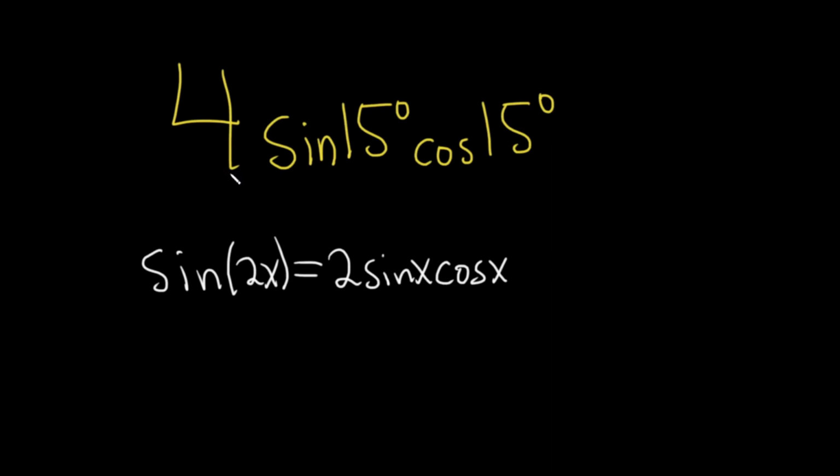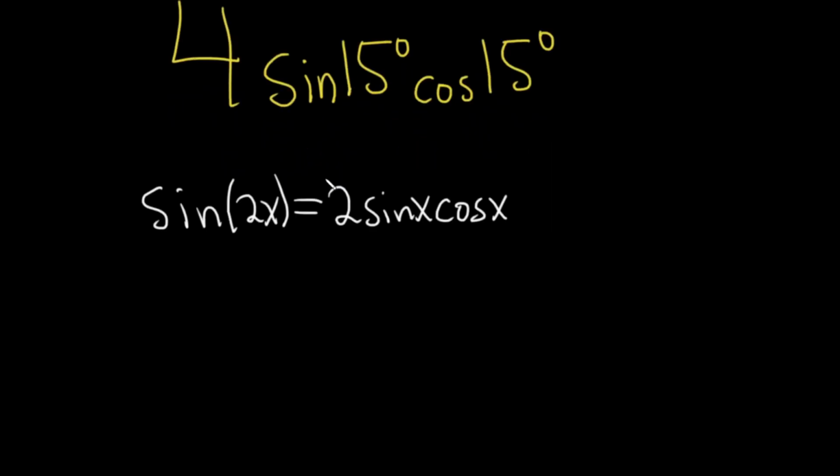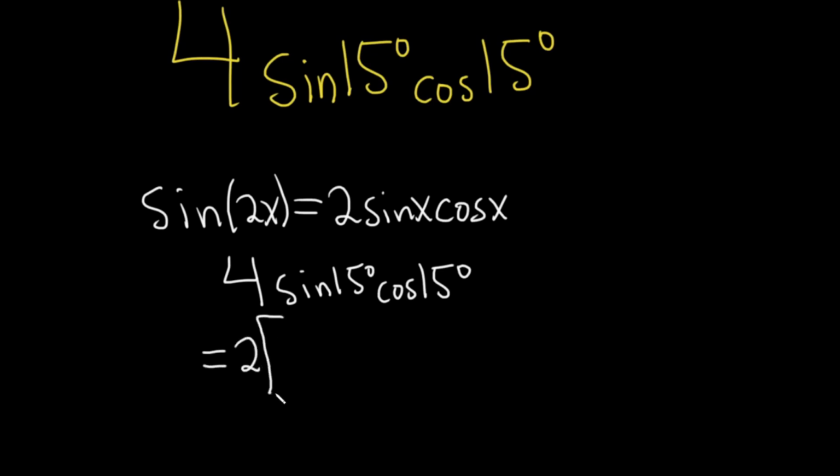So here what you can do is you can pull out a 2. So I'm going to go ahead and rewrite the problem just so I have more room. So 4 sine 15 cosine 15. And then I'm going to go ahead and pull out that 2. So this is 2, and I'll use a bracket just to really try to add some clarity. And we're left with 2 sine 15 degrees cosine 15 degrees. And then we have a bracket.